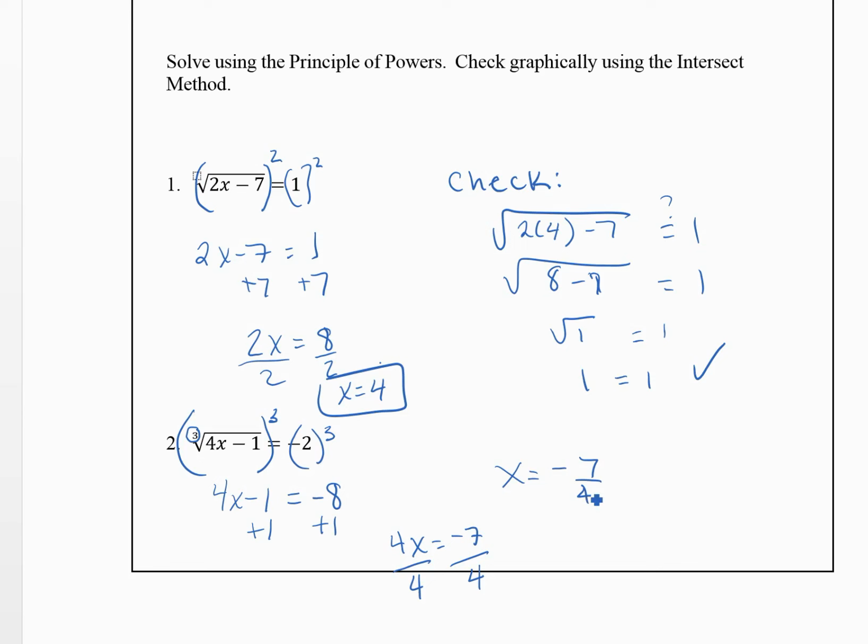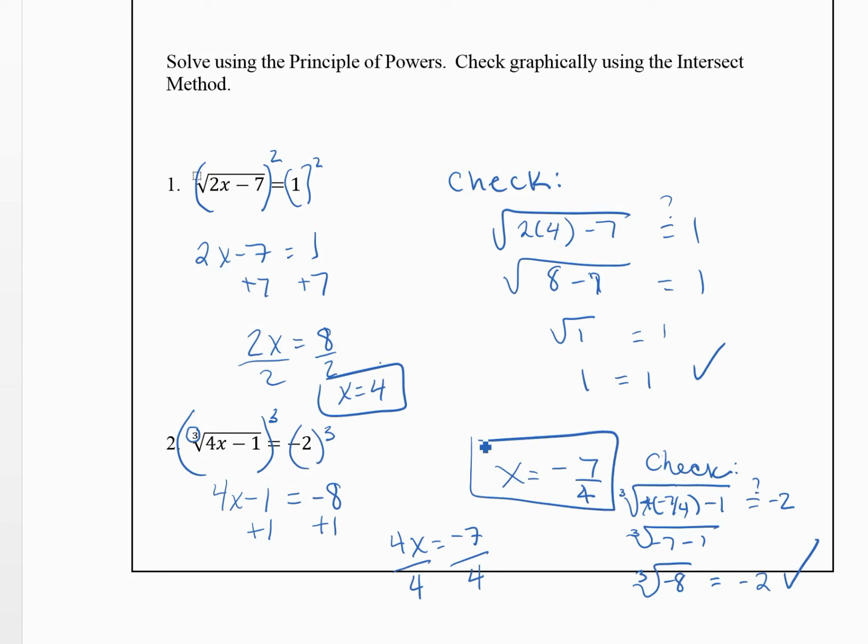Okay, and if we want to check that, we'd say is the cube root of 4 times negative 7 over 4 minus 1 equal to negative 2. Well, here we'd have the cube root, the 4's would cancel out, so we'd have negative 7 minus 1, which would be the cube root of negative 8, which is equal to negative 2. So our solution here is x equals negative 7 over 4.